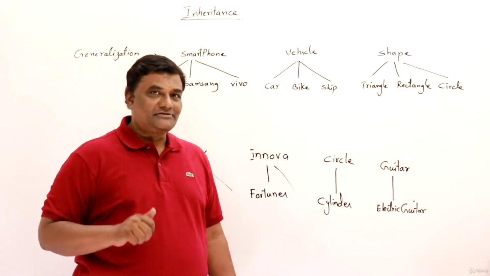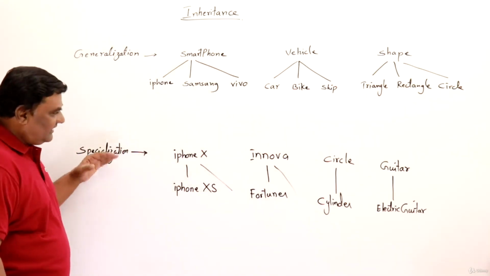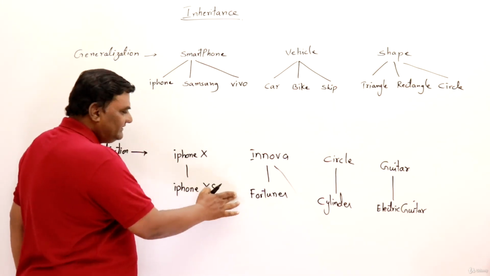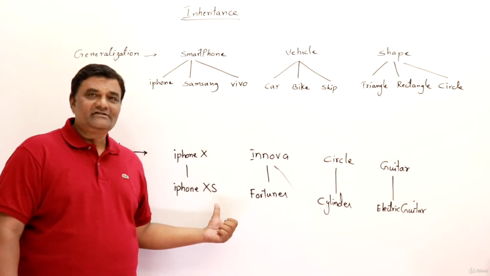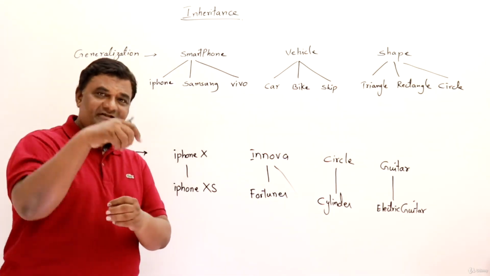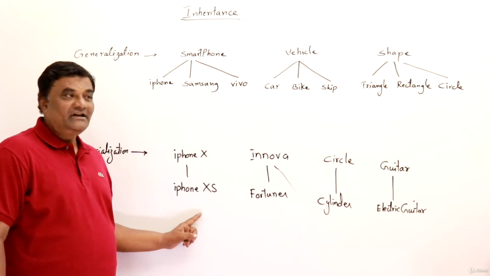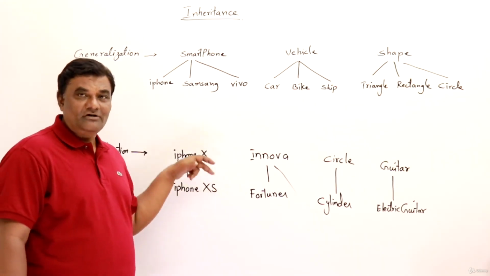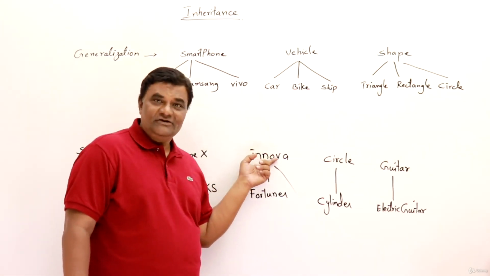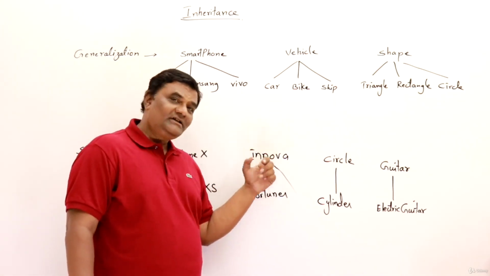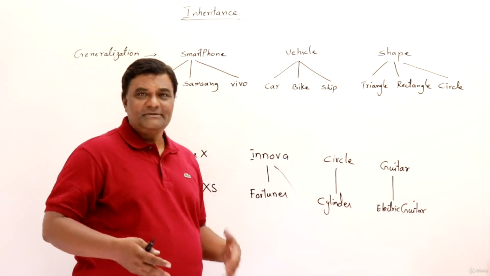I have given you various examples to explain, right? Now, the second thing, specialization. In this, this iPhone 10 was already introduced by Apple. Then later, in the next year, they introduced this one by adding some extra features. So this was already there, then this came into existence. So this is top down, right? Innova car was already introduced by Toyota. Then later they introduced a new car, the Fortuner, which has all the features of Innova plus extra features.